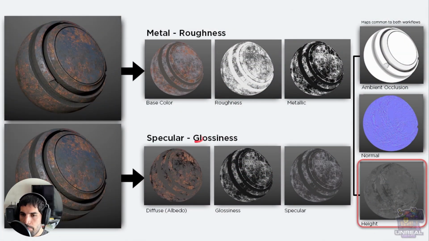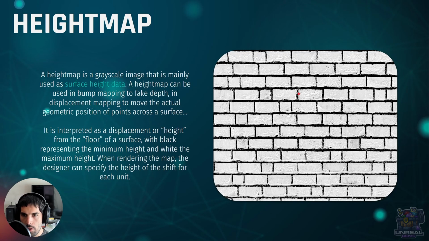Okay, so next up we have Heightmaps. We mentioned them before when we talked about normal maps. Remember that all of these maps that we are mentioning here are common to both workflows. So let's go ahead and see what the height map is all about.